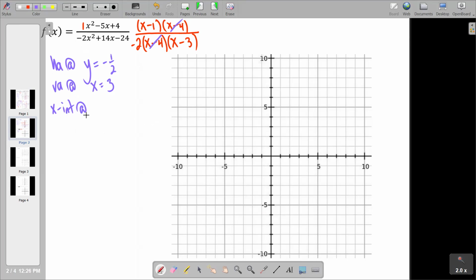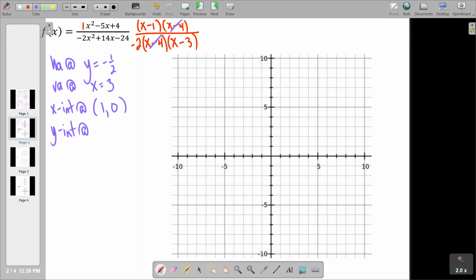So what do we do to find an x-intercept? Make the top equal 0 post-reduction. And the only number that can make that happen is 1. So there's an x-intercept at 1, 0. And then, of course, we're going to look for the y-intercept. And that will exist where whatever you get when you change all the x's into 0.